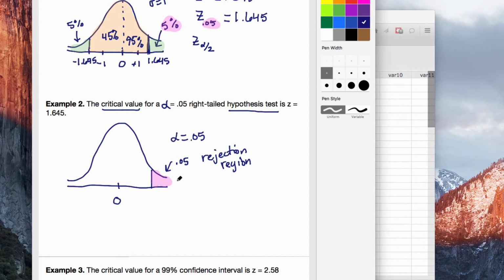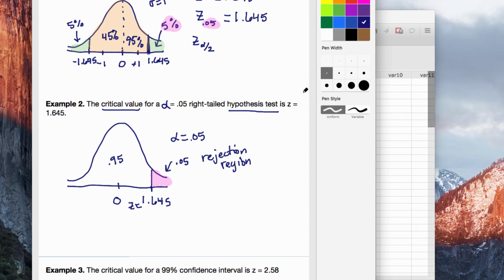The idea is that in a hypothesis test, if you get a test statistic that lands far out here and lands in this 0.05 rejection region, we end up rejecting our null hypothesis. So 0.05 was that alpha value, and it was all on the right side, so that's why I drew it over here. 1.645, this is the z value that cuts off 5% from the other 95%. I'm just lumping it all together, the other 95%.